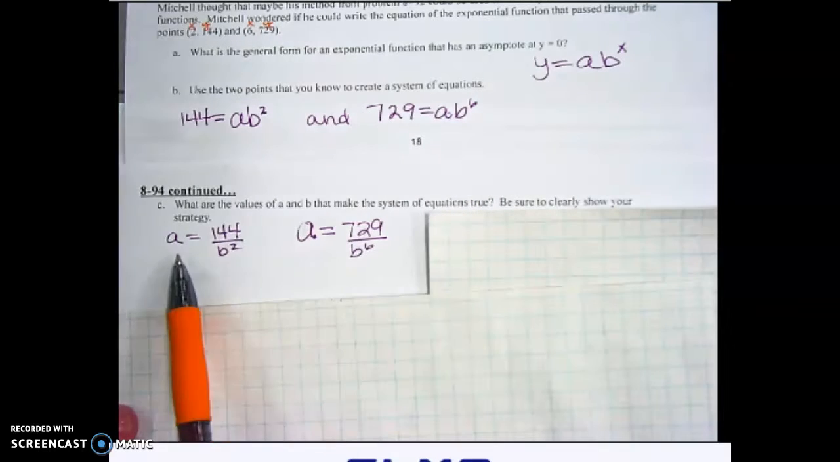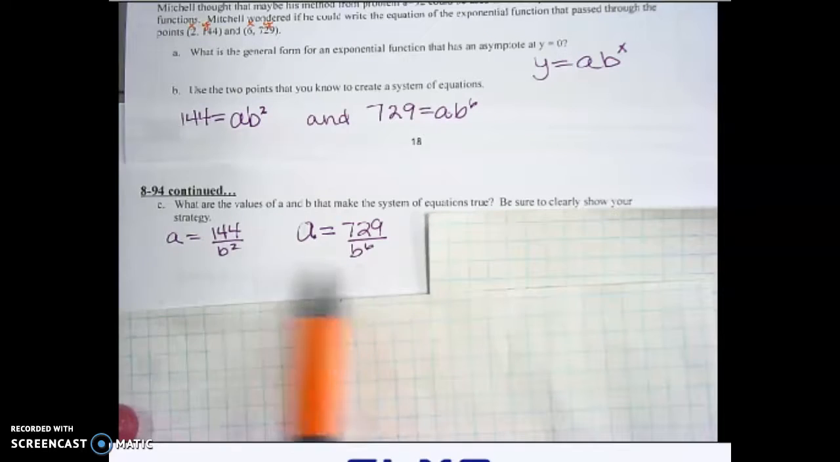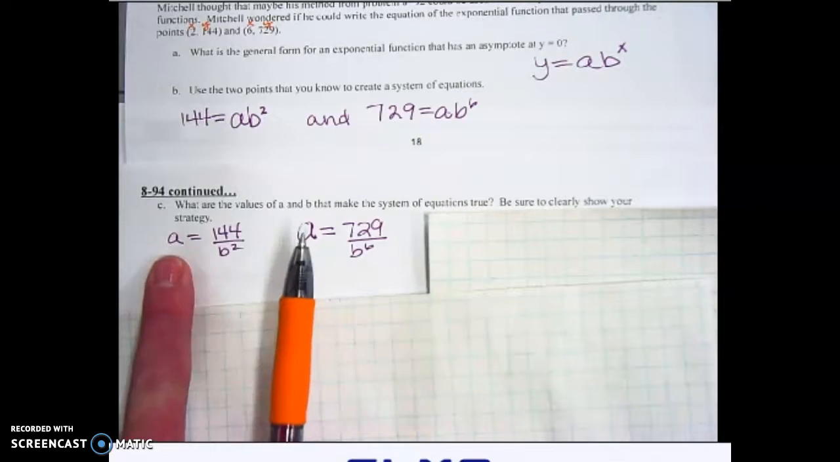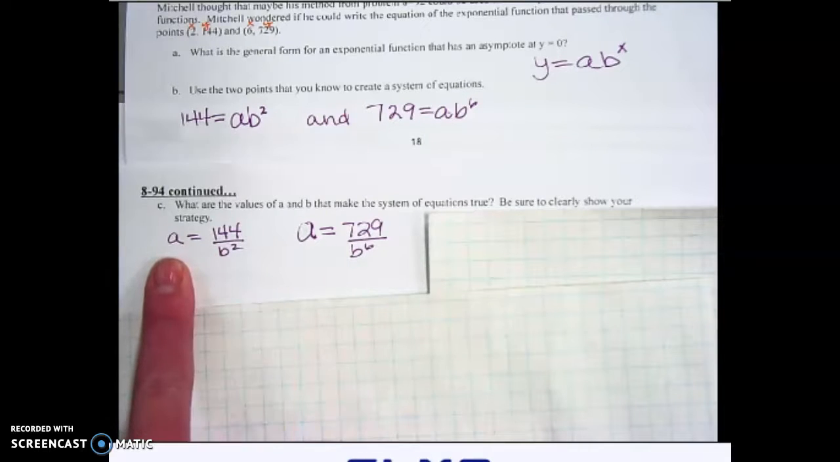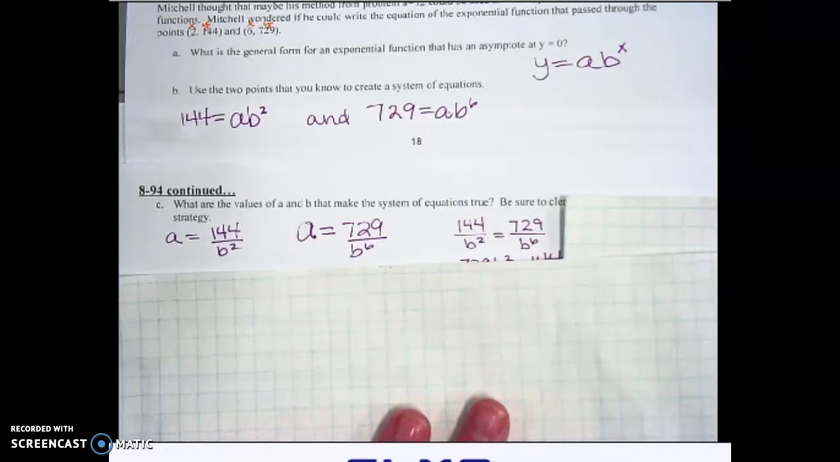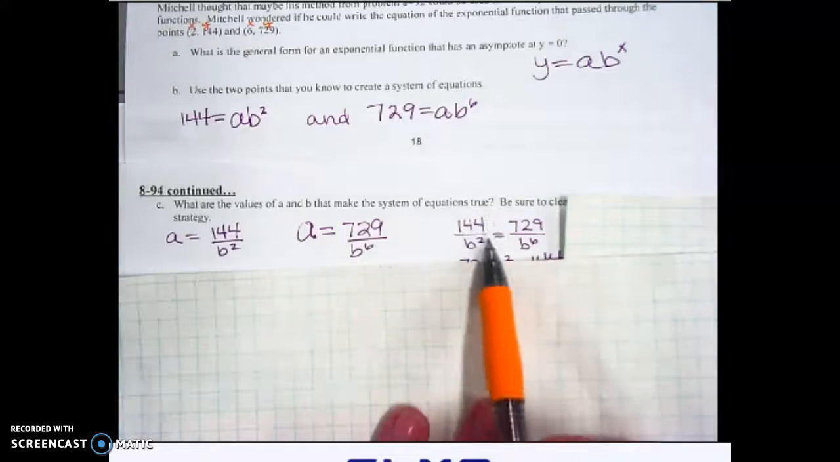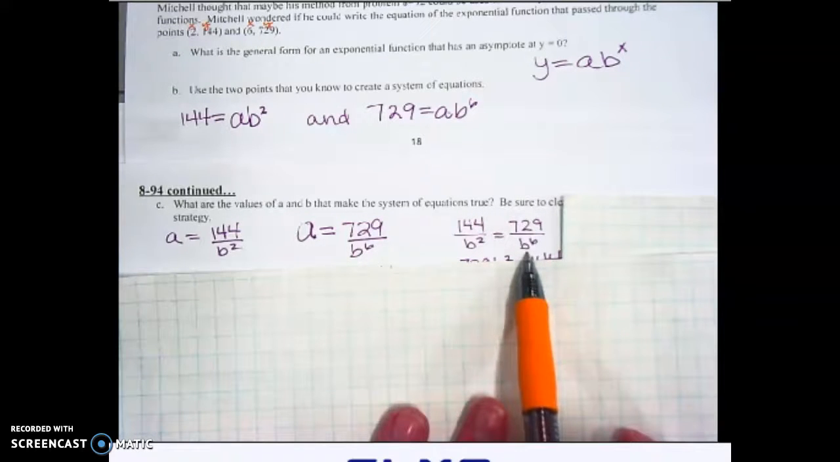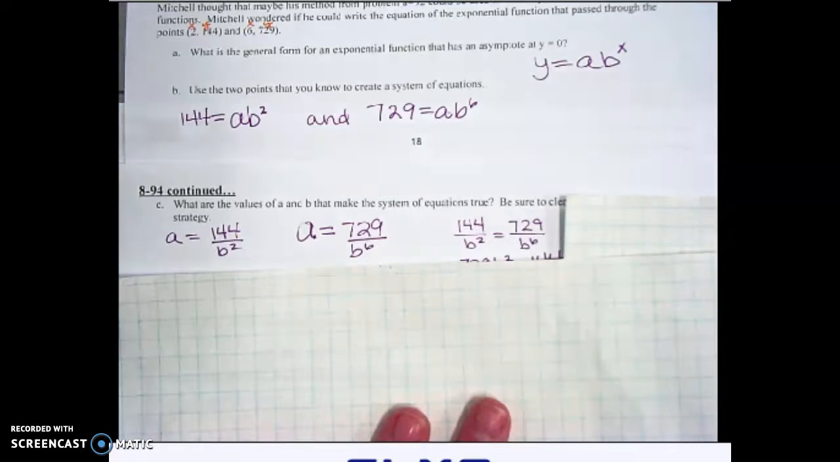Okay? These 2 equations are both set equal to what? A. This one's set equal to A. This one's set equal to A. So instead of using elimination on this one, we're going to use equal values method. Okay? Equal values method looks like this. We're going to take the 144 over B squared and set it equal to the 729 over B to the 6th. Okay? We've got our exponents in there, our powers. We're going to see what to do with them in just a second.